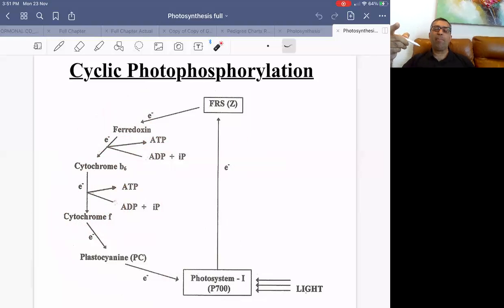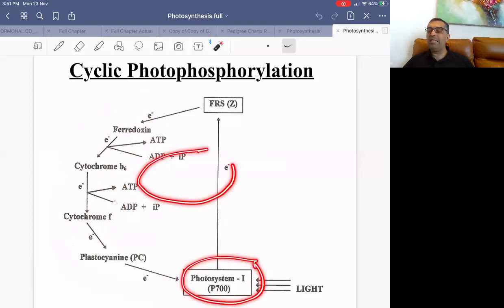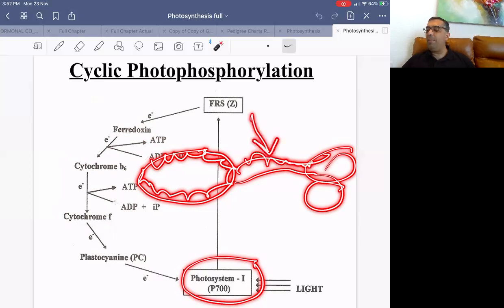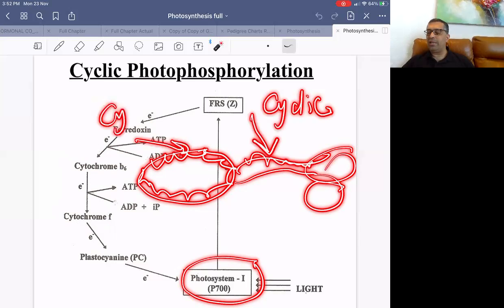Where does this process take place? In PS1. Where was PS1 present? If you remember, on the outer membrane of the thylakoid and the intergranule lamellae. याद है कि नहीं? On the outer membrane of thylakoid and intergranule lamellae, intergranule lamellae में cyclic process होता है, and outer membrane of thylakoid में भी cyclic process हो सकता है. Now, cyclic takes place in intergranule lamellae.